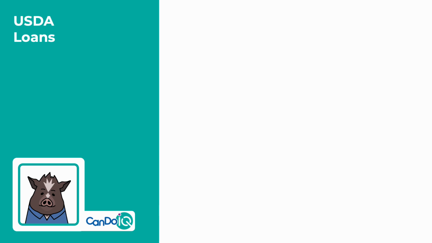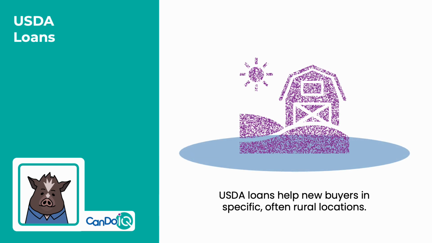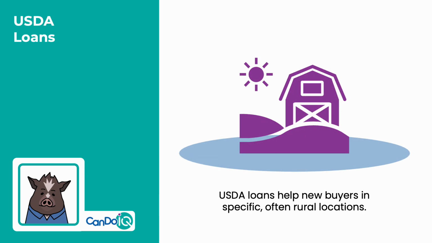USDA loans are reserved for buyers in specific areas, typically rural parts of the country. USDA loans don't require any down payment, but borrowers must fall below the set income threshold for their community.